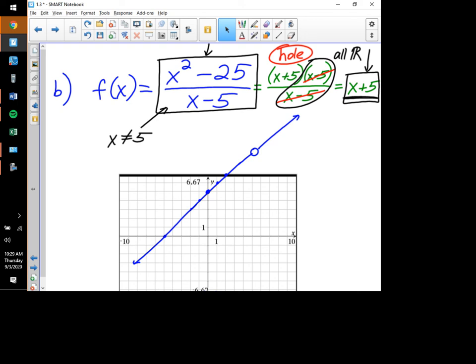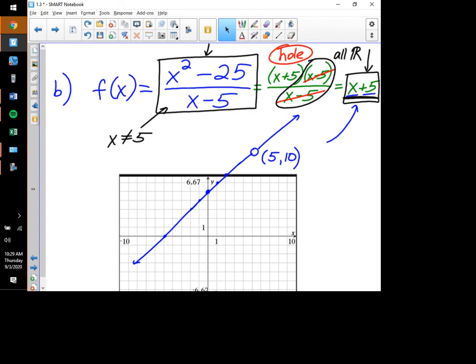And I think the y value going along with that, everybody, I can get that from this spot right over here. 5 plus 5 would be 10, so we've got a hole right over here at the point 5, 10. 5 is not in the domain of this function. 10 is not in the range of this function because of that hole.